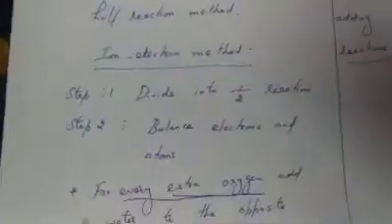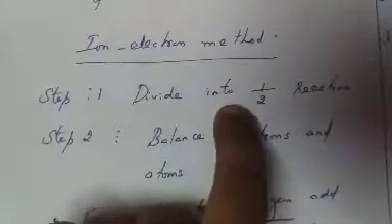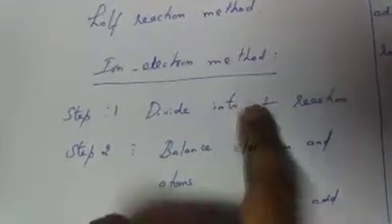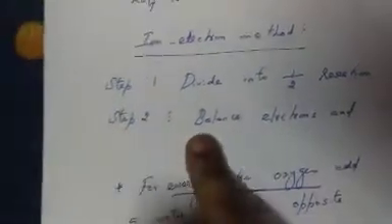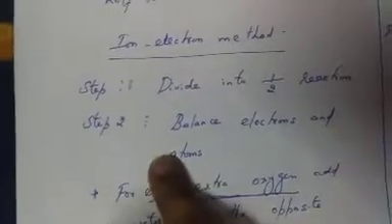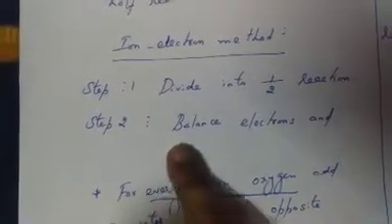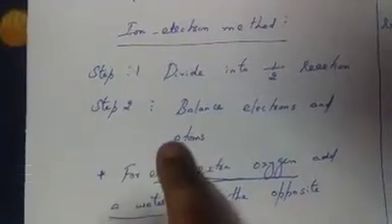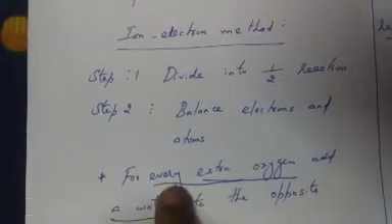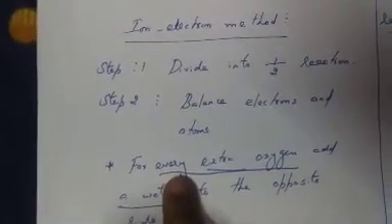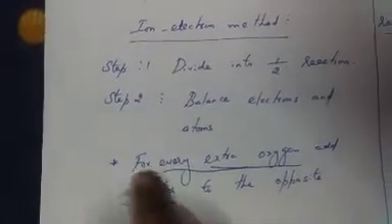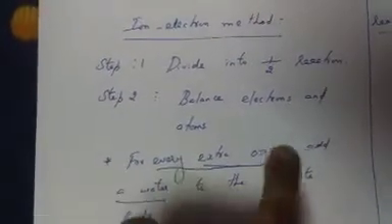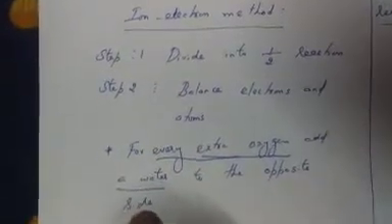Step 1: we have to divide the given equation into two half reactions. Step 2: balance the electrons and atoms present in the two half reactions. After that, we have to balance the oxygen. For every extra oxygen, add a water molecule to the opposite side.